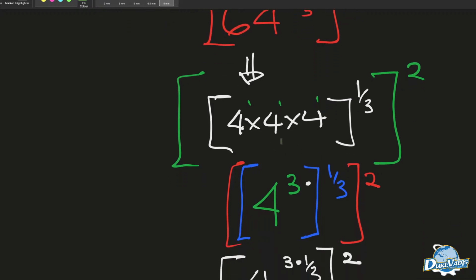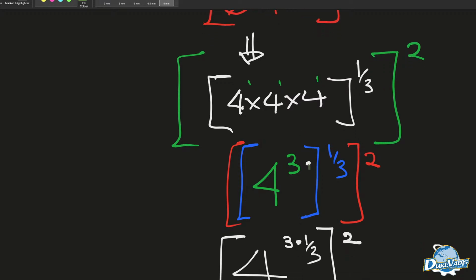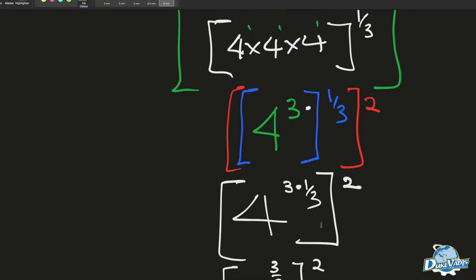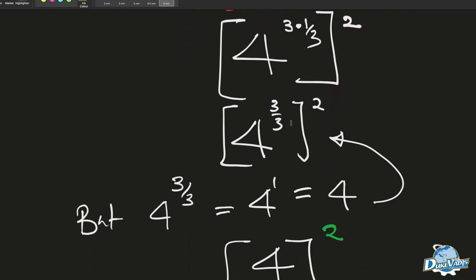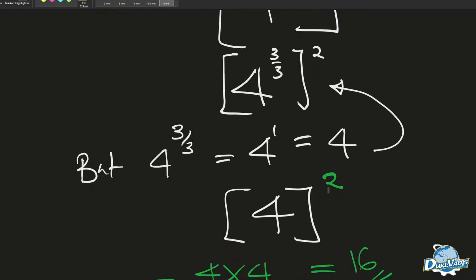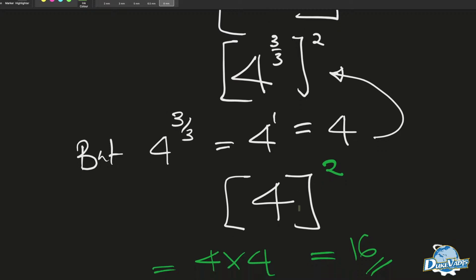We know 4 times 4 times 4 means 4 raised to the power 3, all to the power 1/3, in brackets, squared. Then 3 times 1/3 would be 3 over 3. So 4 to the power 3 over 3, all raised to the power 2. When you divide 3 by 3, you get 1. So 4 raised to the power 3 over 3 is equal to 4 raised to the power 1, because 3 over 3 is 1, and 4 raised to the power 1 is equal to 4. After that, the 2 takes effect, so 4 times 4 gives us 16.